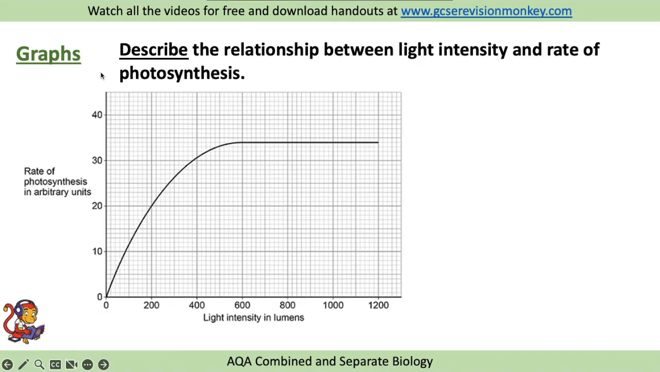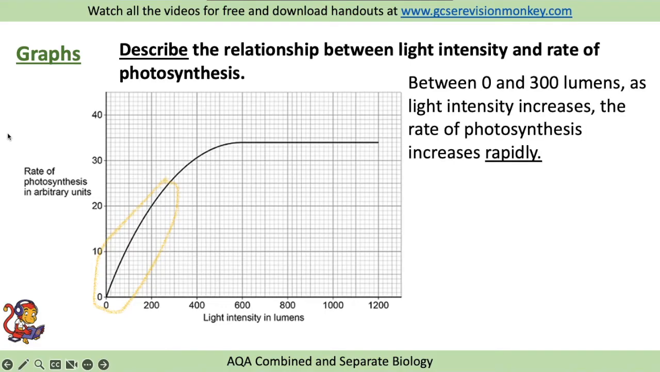Also, I just want to look at describing graphs. So this one says describe the relationship between light intensity and the rate of photosynthesis. So you're looking at three different shapes on the graph. First bit is the steep bit at the start. So you describe that by saying between 0 and 300 lumens as light intensity increases, the rate of photosynthesis increases rapidly. So there's the key word there, underlined, rapidly.